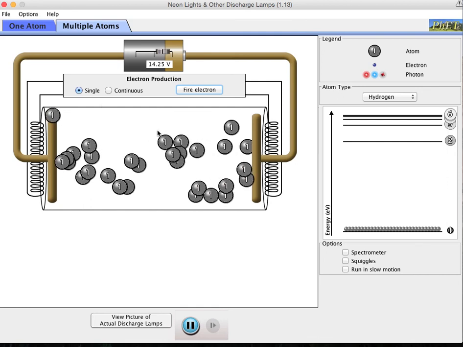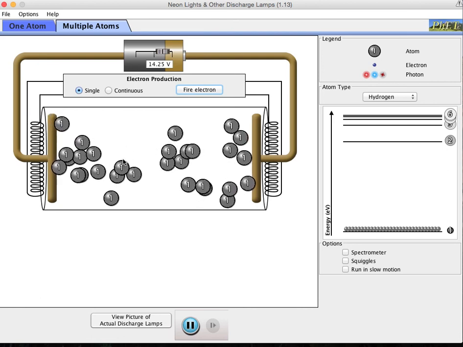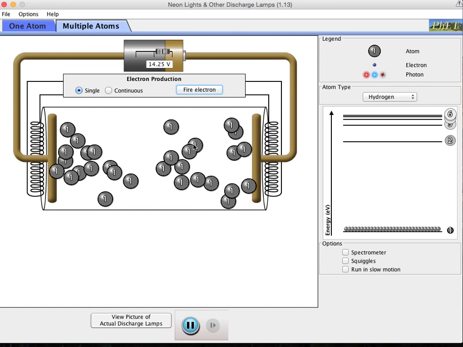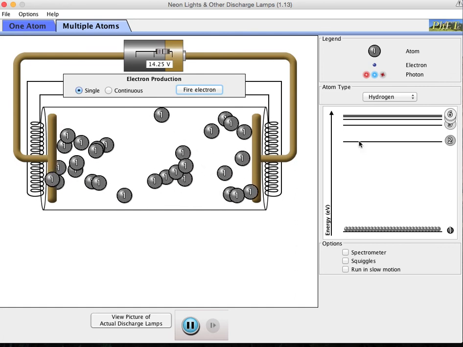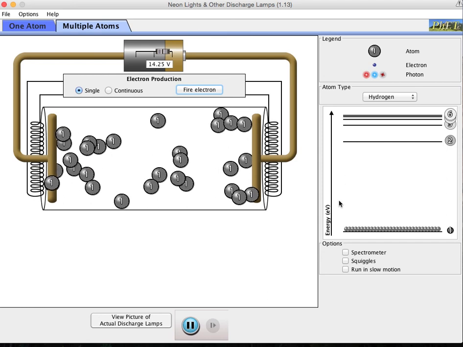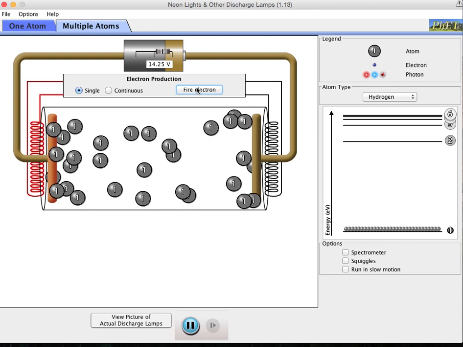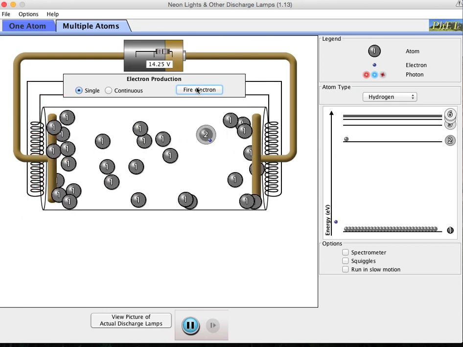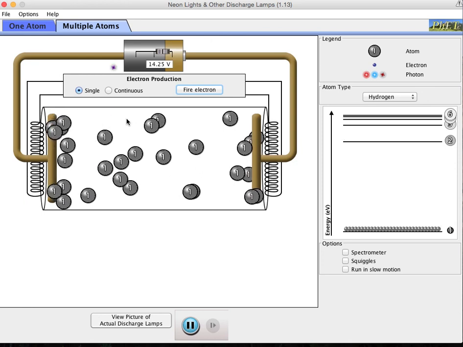So with many atoms here, photons can actually be absorbed from one atom to the other. But the thing is that the energy of that photon must be equal to the energy difference between the energy levels, otherwise it would not be absorbed. And I think it's pretty cool how they each play a role in this process.